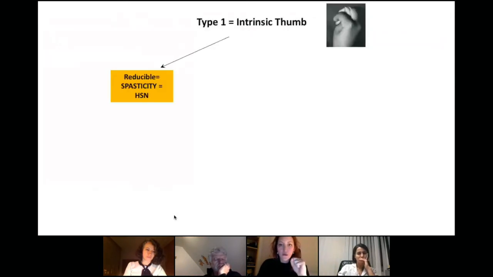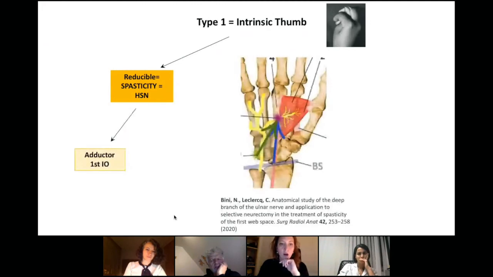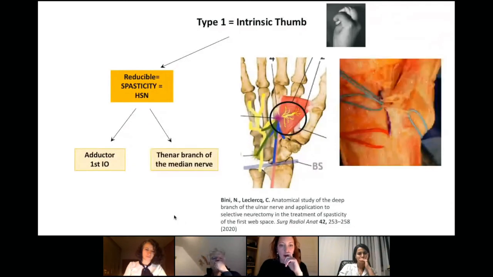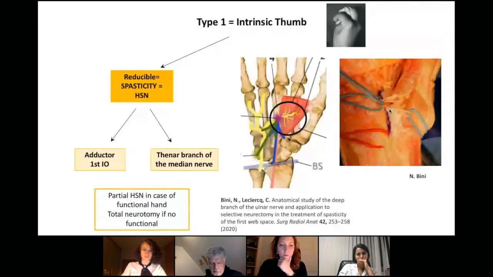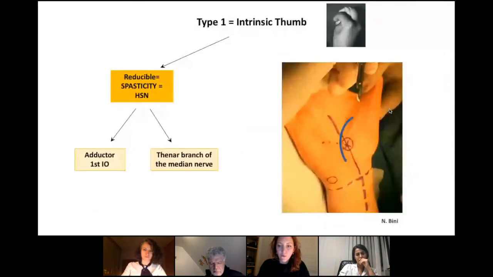For the type 1 in intrinsic thumb, the same way of thinking. If the deformity is reducible, we are in front of a spastic deformity. We can perform a hyperselective neurectomy for the adductor and the first interossei. We can search for the branches between the two heads of the adductor. As for the other intrinsic muscles, we can perform a HSN on the thinner branch of the median nerve, as you can see on the picture. In red, you have the median nerve, and in blue, the little branches that go into the intrinsic muscles. We perform a partial neurectomy in case of functional hand, and total neurotomy if non-functional. All these procedures are performed via an approach in the opposition crease.